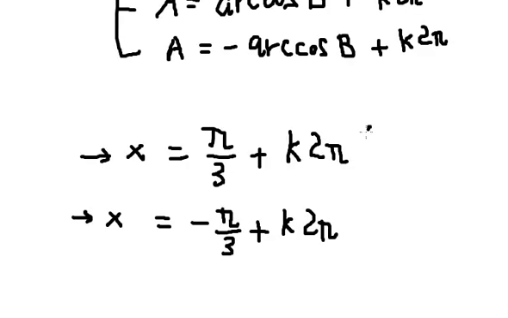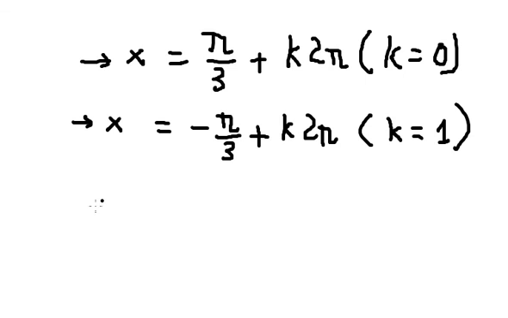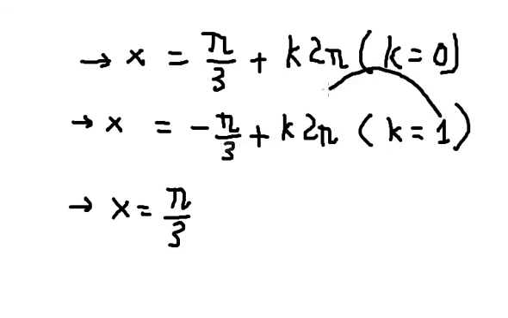So in this, for the first one, k equals 0. And for the second one, k equals 1. So we will have x equals π over 3. And the second one, negative π over 3 plus 2π when k equals 1. So we have 5π over 3.